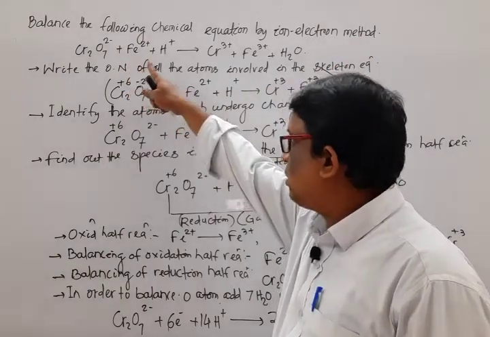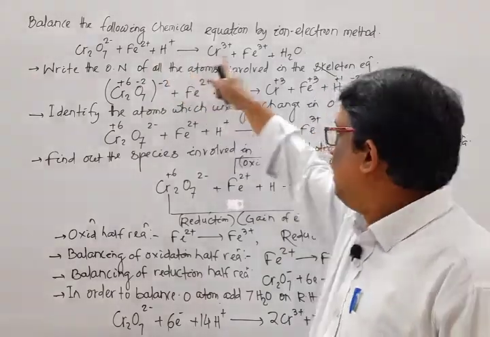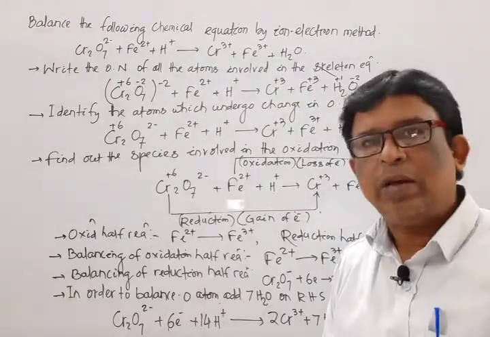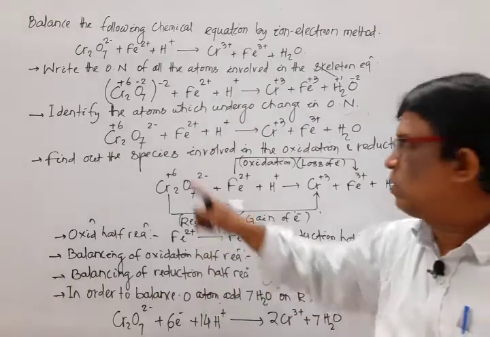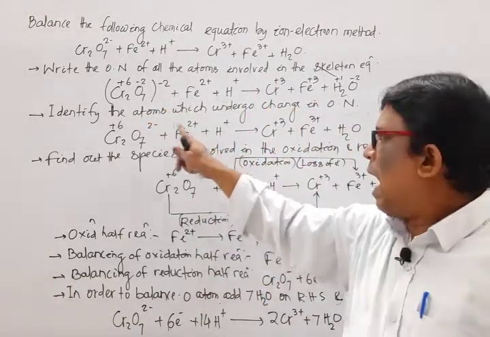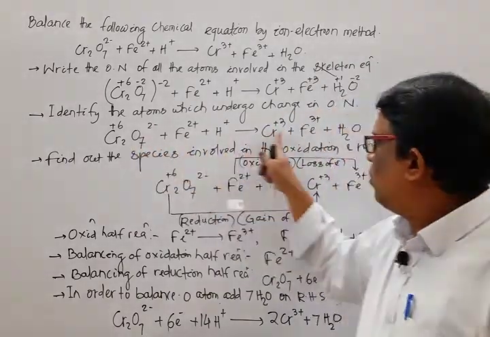Cr2O7 2 minus plus Fe2 plus plus H plus, which means in acidic medium, gives rise to Cr3 plus, Fe3 plus and H2O. Follow the same procedure. Write the oxidation number of all the atoms. Mention the oxidation number in each case. Second point, identify the atoms which undergo change in oxidation number. Identify where the change is.